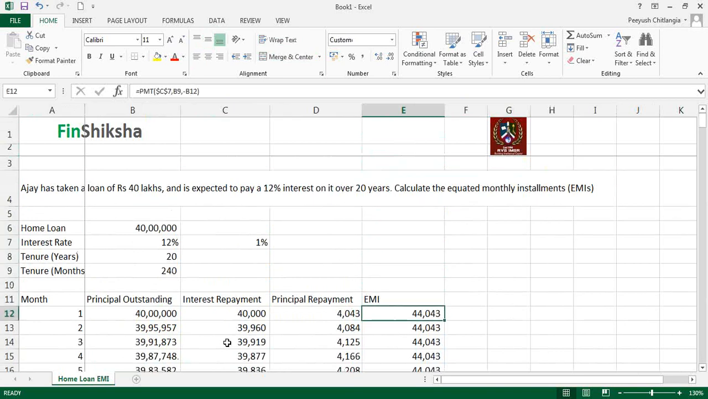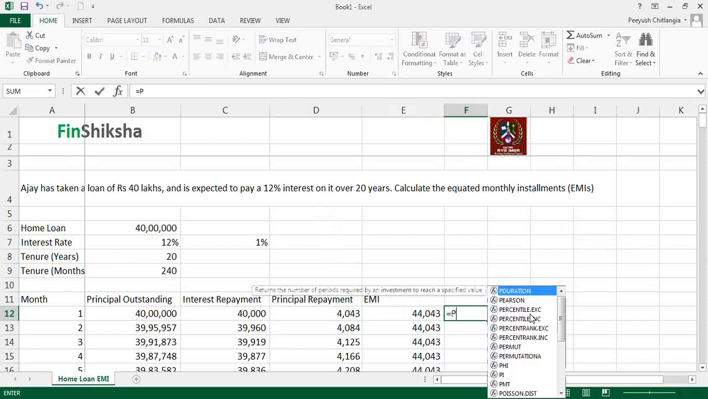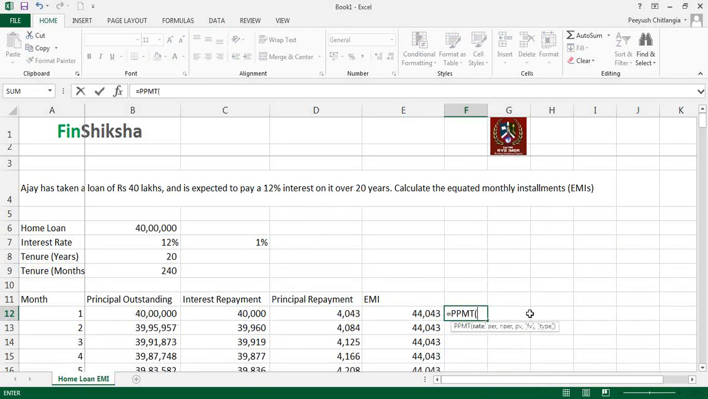Now PMT is the function that gives EMI payment. There is interestingly another function that can give you the principal repayment as well. Here we calculated it based on EMI minus the interest. Let's say you don't want to calculate the interest repayment. You can use a function called PPMT. That's principal payment, right? Payment is PMT, which is EMI payment. PPMT is principal payment. So let's actually just try and plug that number in here, right? So what I'm going to do is PPMT bracket open.